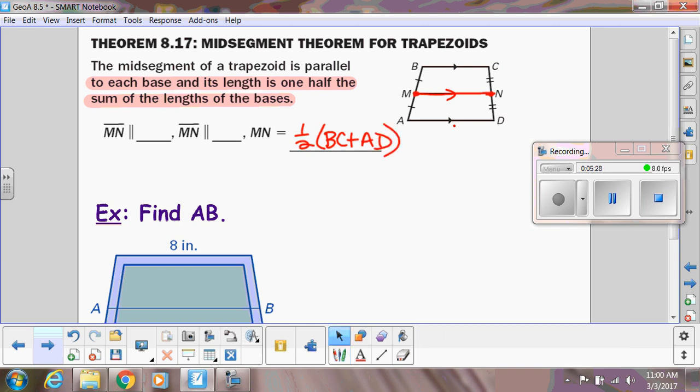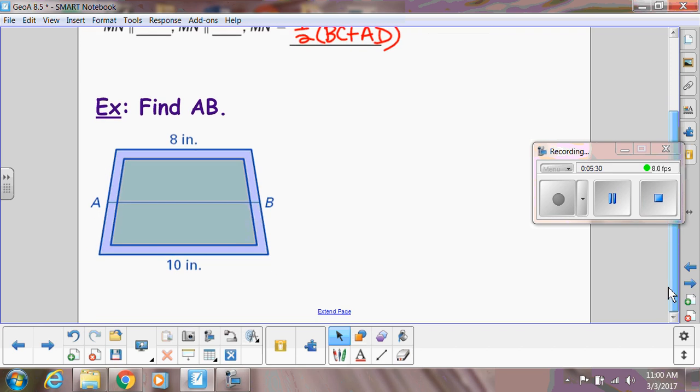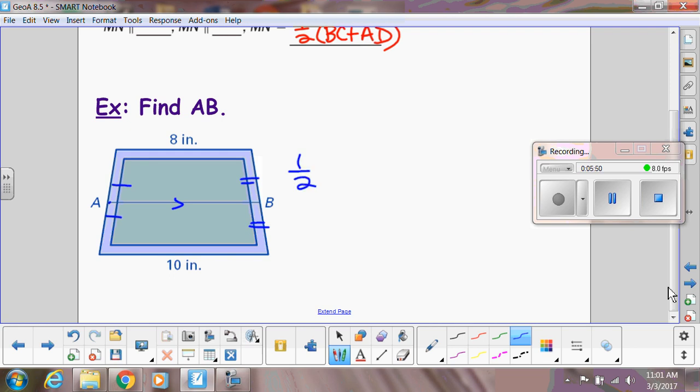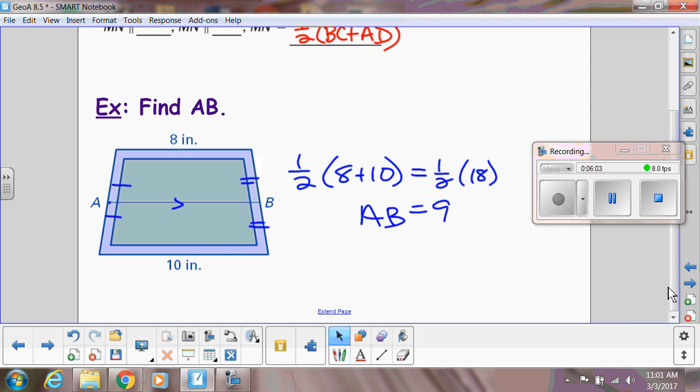Okay, so how do we use that? So for example, if I knew that I had this trapezoid with these bases, and we know that AB is a mid-segment, they would really need to tell us more information. So they would have to do something like that, or tell us in the directions. But we know that that's parallel, and then I could find AB by doing 1/2 8 plus 10. So that'll be 1/2 of 18, which is 9. So AB equals 9.